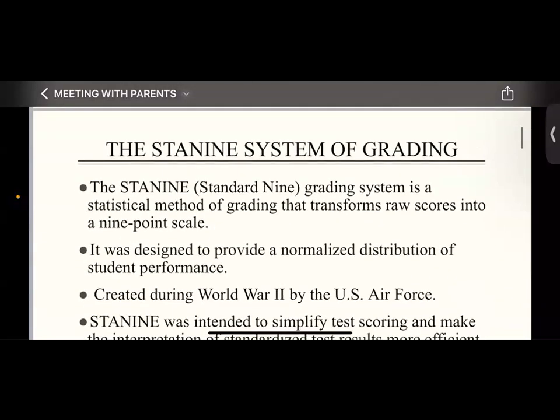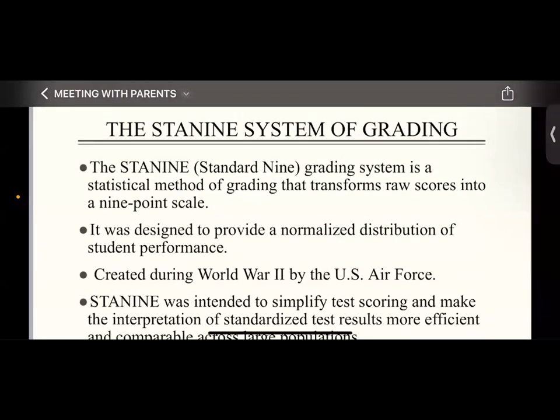The Stanine means Standard 9 grading system. So since 1990, our grading system has been from grade 1 to grade 9. That is Stanine, Standard 9 grading system. So it's a statistical method of grading that transforms your raw scores into a 9-point scale. It was designed to provide a normalized distribution of student performance.